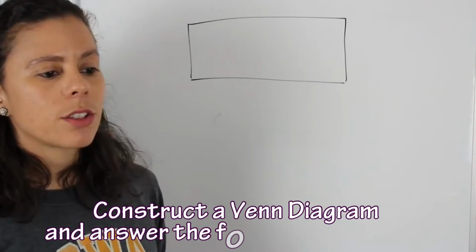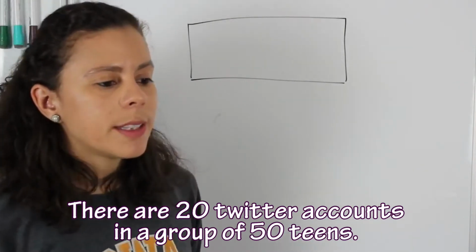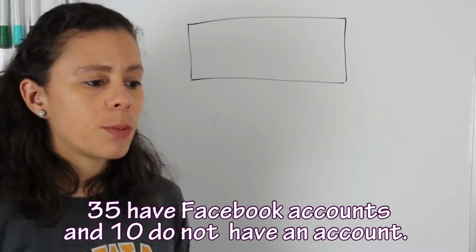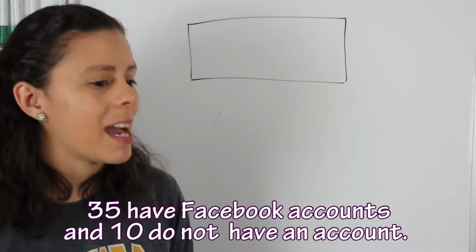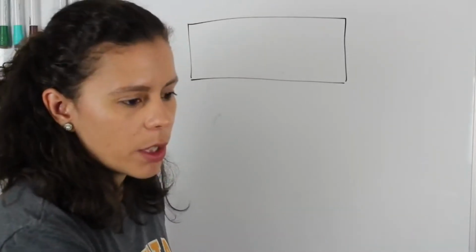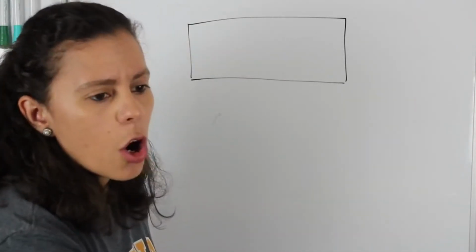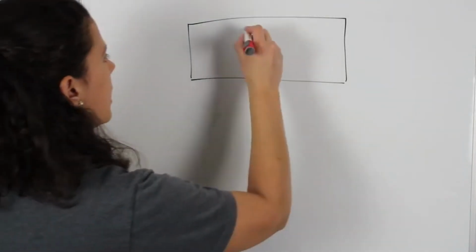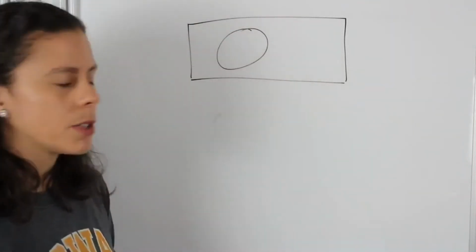The second question I got was actually on probabilities. Construct a Venn diagram and answer the following questions. There are 20 Twitter accounts in a group of 50 teens. 35 have Facebook accounts and 10 do not have an account. One adolescent is chosen randomly. And then we're gonna answer 5 questions on the probability of choosing an adolescent that has, whether it's a Twitter account or a Facebook account or whatever.